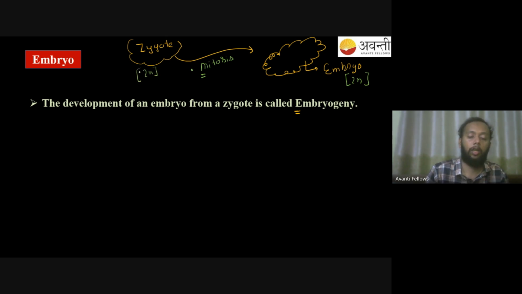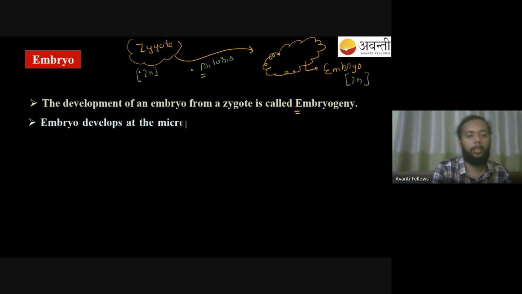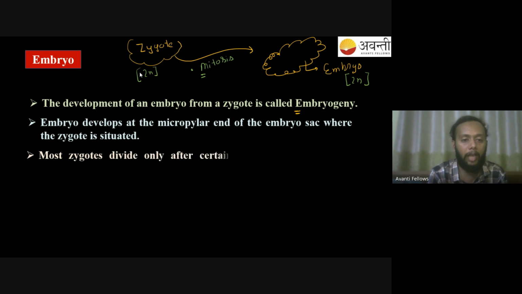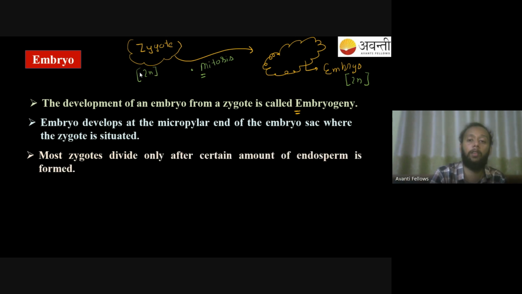Okay. Now let's try to see a few things. The embryo develops at the micropylar end of the embryo sac, where the zygote is situated. Most zygotes divide only after a certain amount of endosperm is formed. So what I've just told you is that most zygotes will only divide once a certain amount of endosperm has formed. Endosperm growth will happen much more rapidly compared to the zygote, because you have to feed.